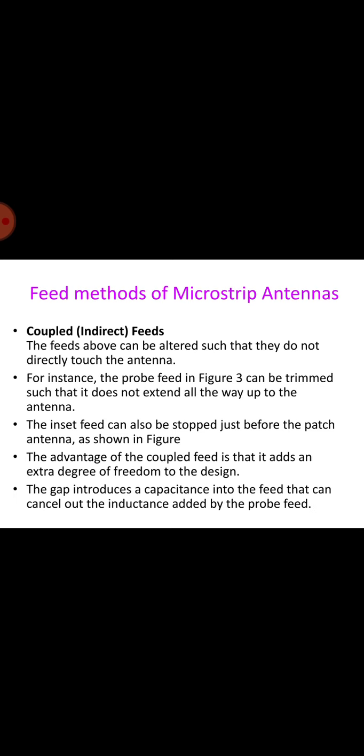The next method is the coupled feed. The feeds above can be altered such that they do not directly touch the antenna. For instance, the probe feed in this figure can be trimmed such that it doesn't extend all the way up to the antenna. The inset feed can also be stopped just before the patch antenna. The advantage of the coupled feed is that it adds an extra degree of freedom to the design. The gap introduces a capacitance into the feed that can cancel out the inductance added by the probe feed.